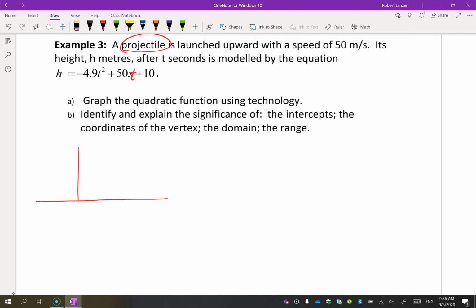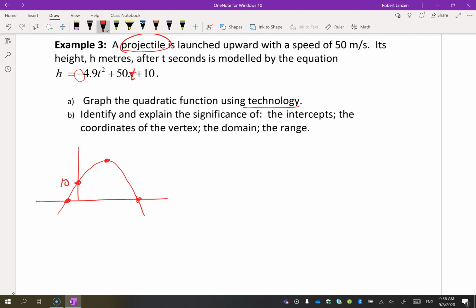Okay? So, it says to use technology to graph this. I'm going to do a quick sketch. I can see the y-intercept is 10, and I can see that it has a negative in front of it, so I know it's going to be a parabola that looks something like this. I don't know what these values are, but I can probably find them. Okay? So there's my graph.